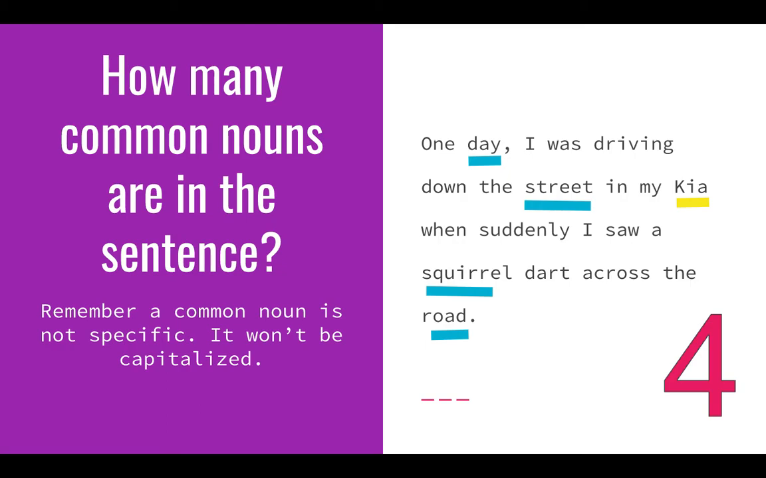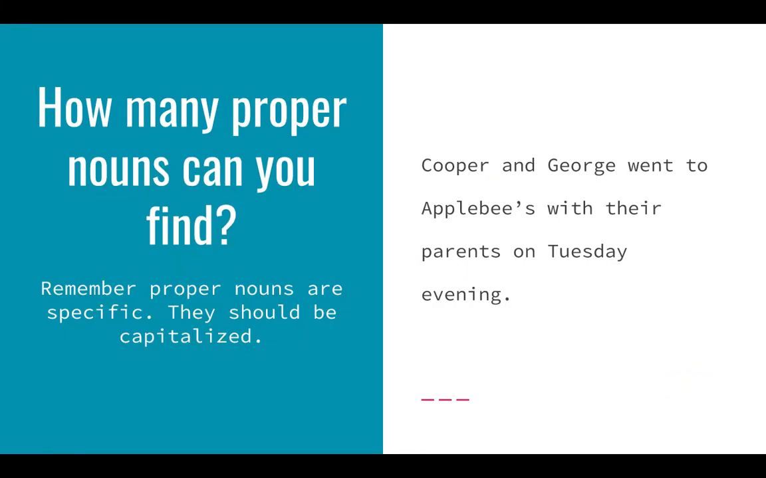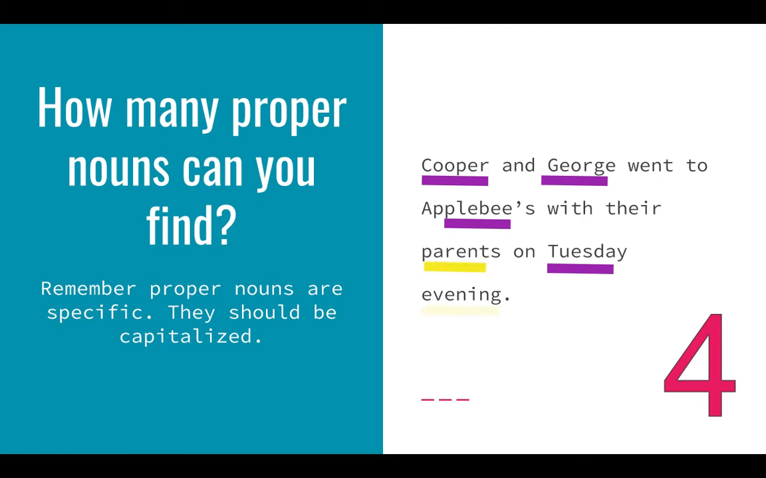Okay, now we're going to try to figure out if we can find all the proper nouns in the next sentence. So remember, these proper nouns are specific and they should be capitalized. That's a pretty big clue. Cooper and George went to Applebee's with their parents on Tuesday evening. We have Cooper, George, Applebee's, and Tuesday. So again, this sentence has 4 proper nouns. Now there are 2 other nouns in this sentence. Can you find them? We have parents and we have evening. Both of those would be common nouns.